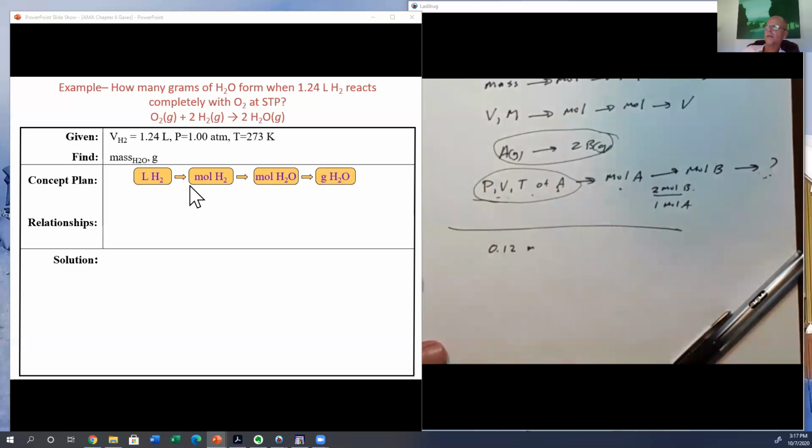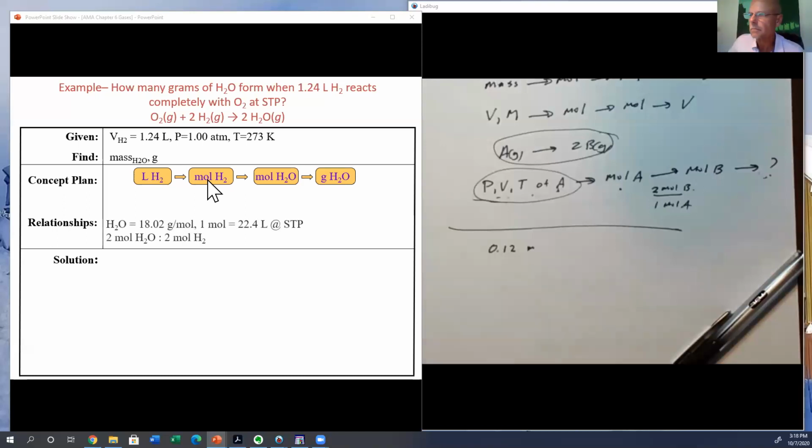So notice the conceptual plan. We're going to go from pressure, volume, and temperature, which are all given, to moles of hydrogen. Then we go to moles of water, and it's 2 to 2 here. And then we go to grams of water. Do you notice the pattern? It's very similar to the stoichiometric relationships we've been doing all along. The only difference is that you start off using the ideal gas law to get to moles instead of going from grams to moles.